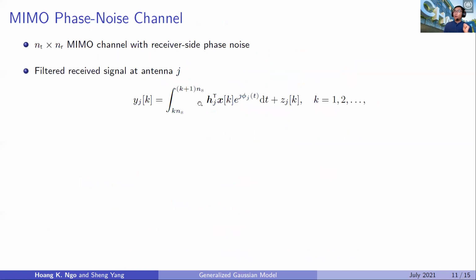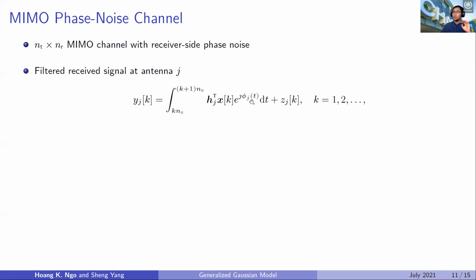Okay. Well, so we have shown three problems that we try to solve in our work. Now we will illustrate this in a specific channel, which is the MIMO phase noise channel. We assume that we have an NT times NR MIMO channel with receiver side phase noise. We assume that the received signal at antenna j is the filtered signal of the product between the channel vector and the input signal in a symbol period, and this is filtered with a phase noise over the whole symbol period.